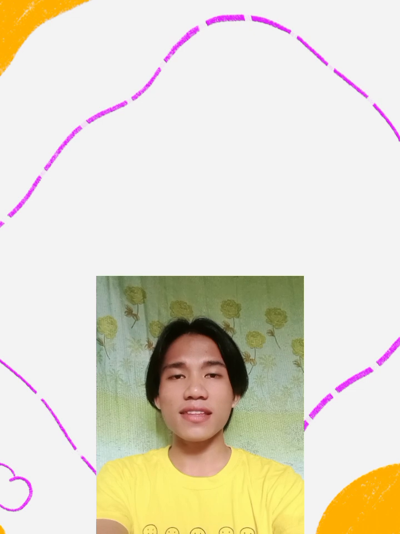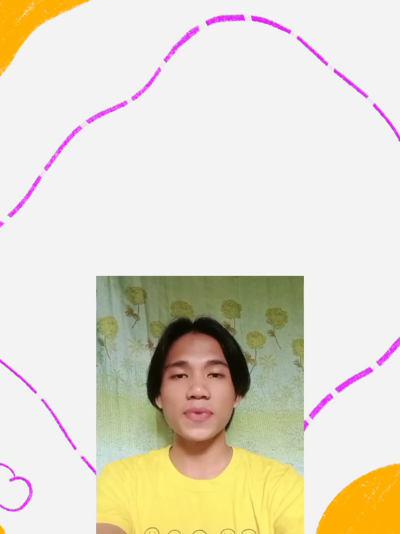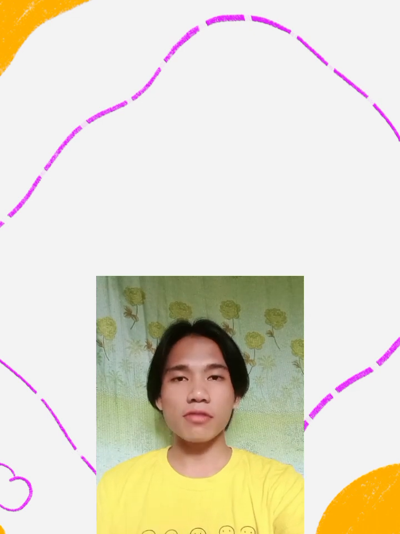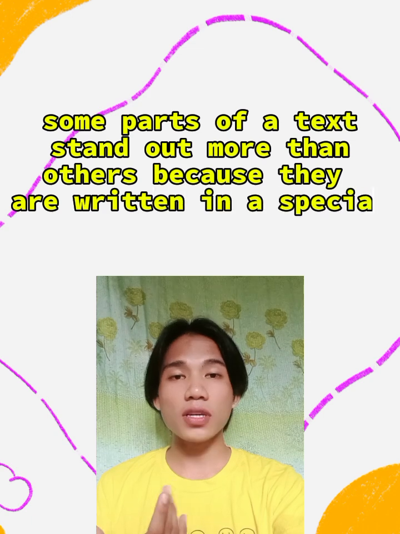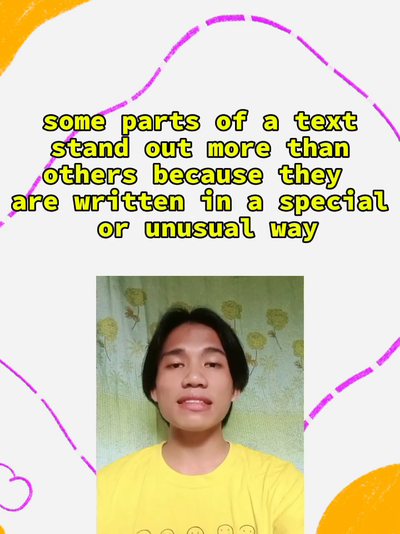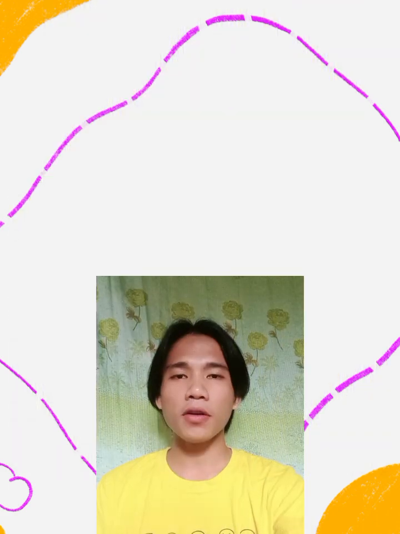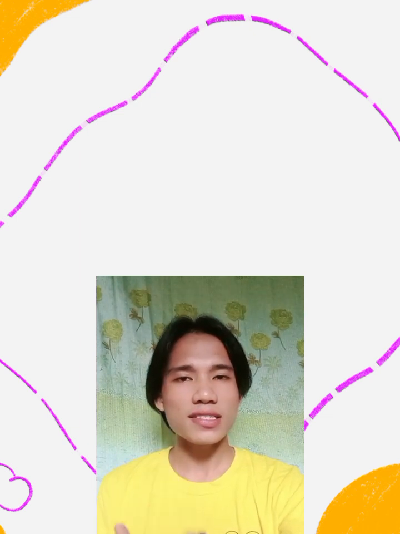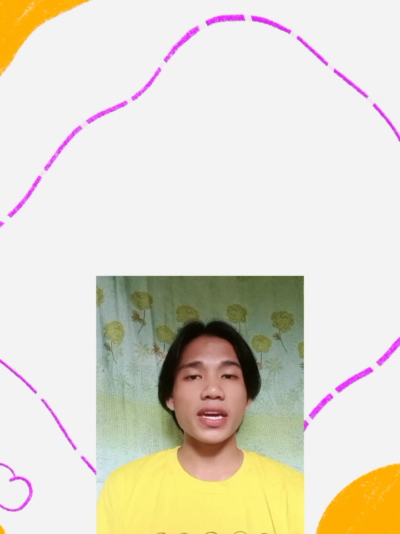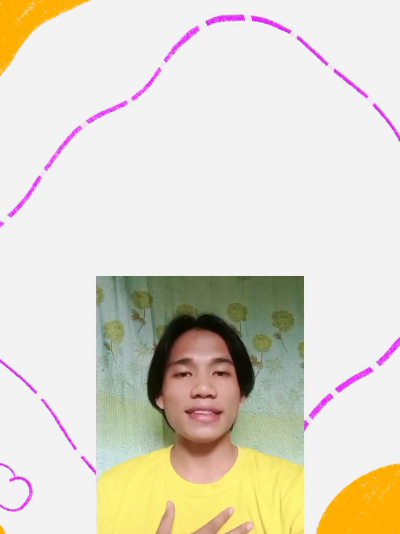One key idea they developed is called foregrounding. Foregrounding refers to the idea that some parts of a text stand out more than others because they are written in a special or unusual way. For example, if a poem repeats certain words over and over, or if a sentence is structured in a surprising way, these features become foregrounded and catch our attention.